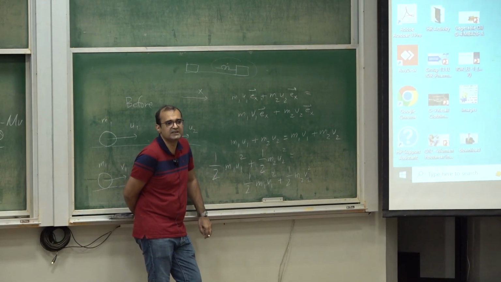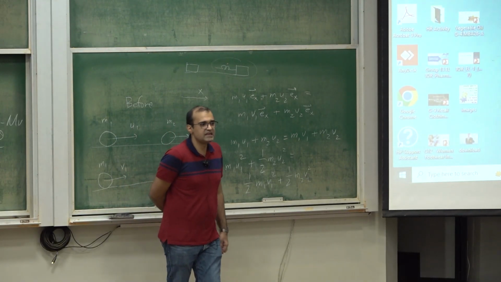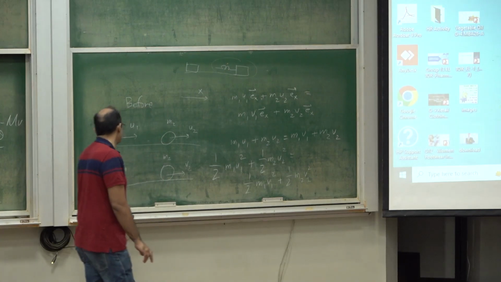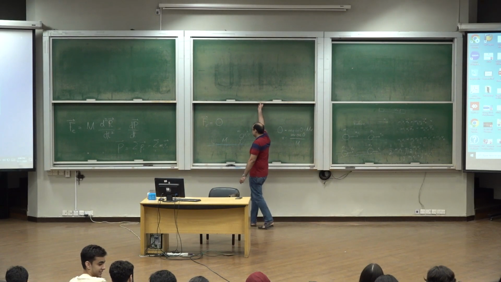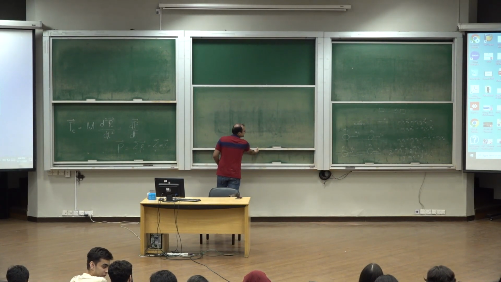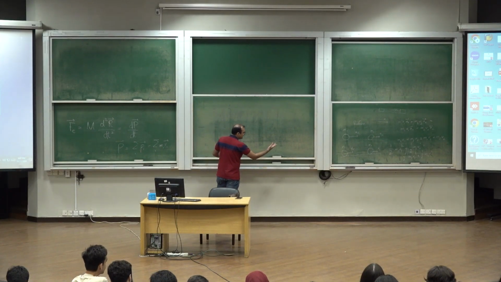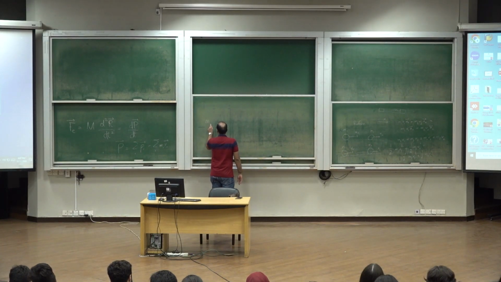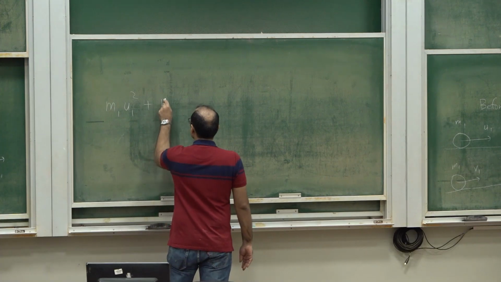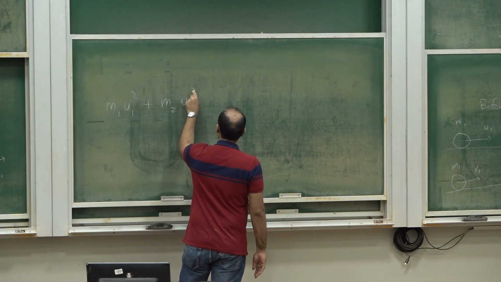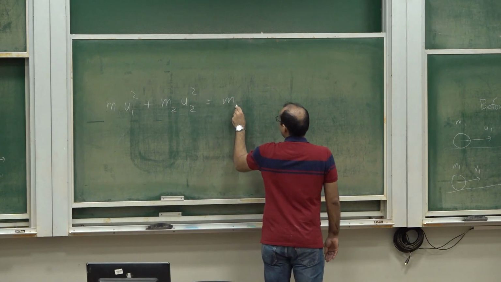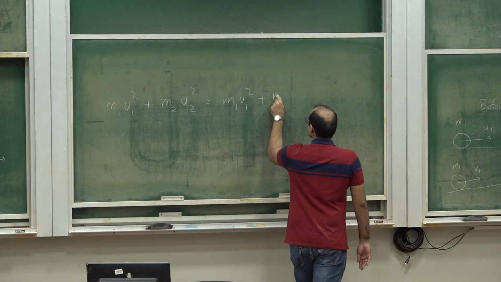You solve those two simultaneously. That's essentially how you will get V1 and V2 in very simple terms. Okay, so let's actually carry that out. This second conservation of kinetic energy, aka elastic collision, equation can be written as m1 u1 square plus m2 u2 square. Of course, all I'm doing is to multiply by 2 throughout: m1 v1 square plus m2 v2 square.